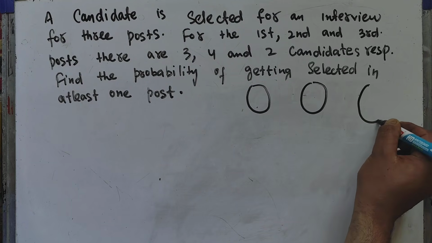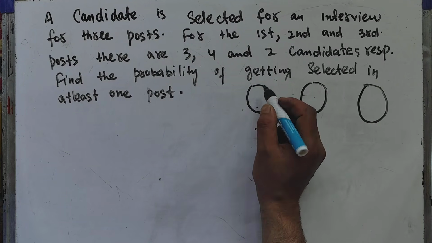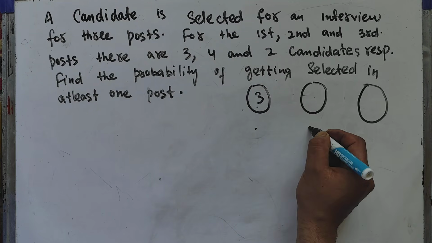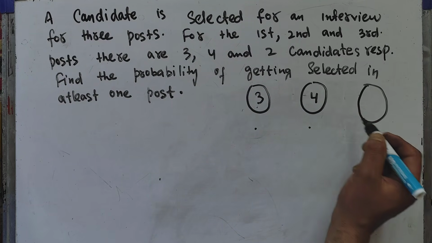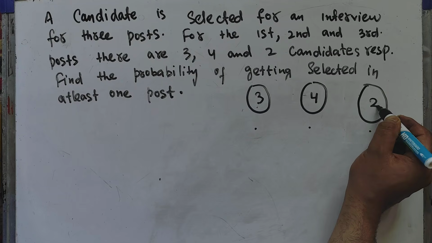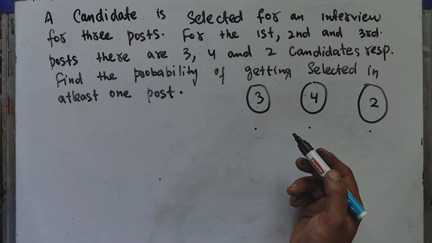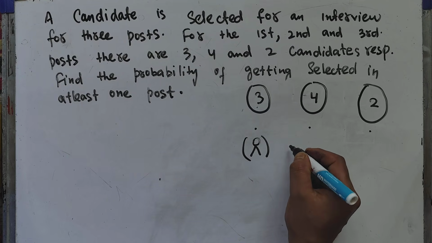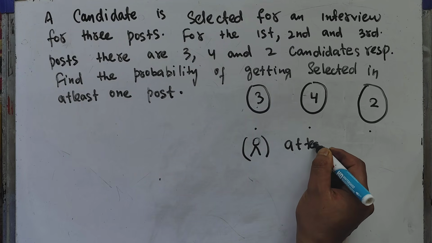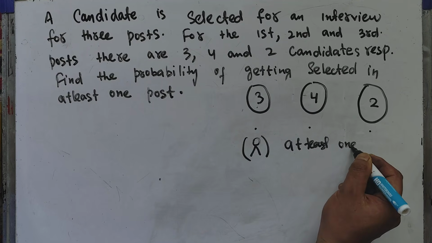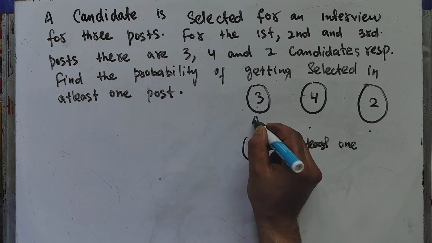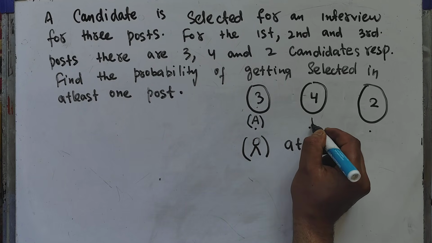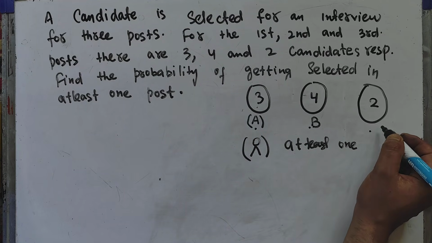For the first post there are 3 candidates, for the second post there are 4 candidates, for the third post there are 2 candidates. We need to find out the probability that the person is selected for at least one post. Let us denote the event of getting selected for the first post by A, for the second post by B, and for the third post by C.